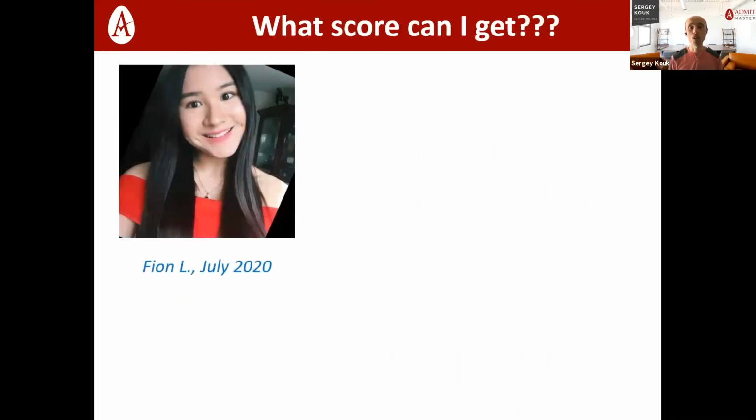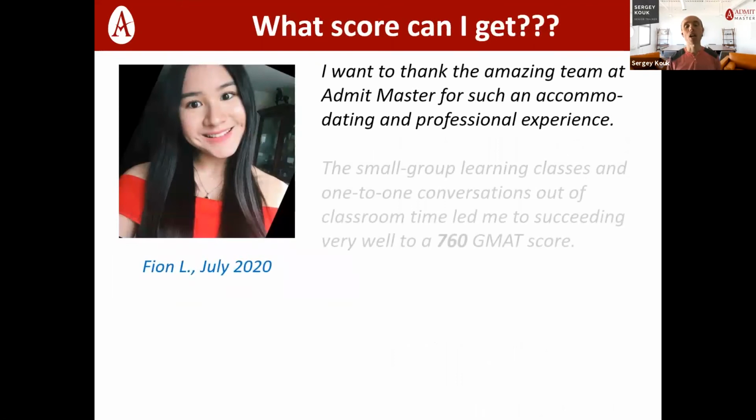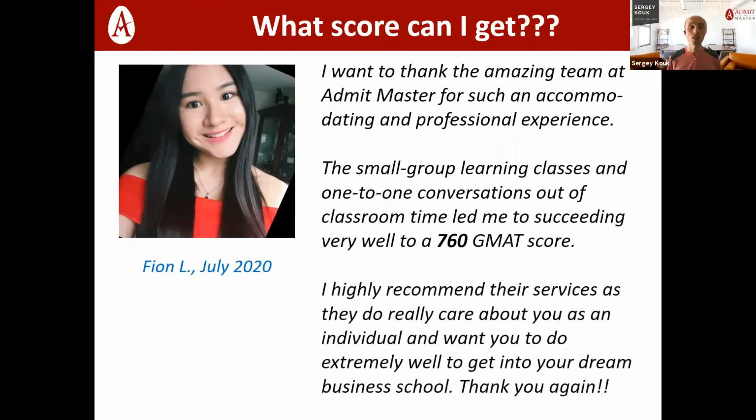Here's another example. Fionn came to a class and said, look, I really just need 650. Her diagnostic score wasn't that high. And she called me. We worked together. We were coaching her. She came to our class. And then about 7 months later, she calls me and says, Sergey, I just got a score of 760. What can I do with this amazing score? And I'm like, wow, Fionn, you just wanted 650. How did you get 760?